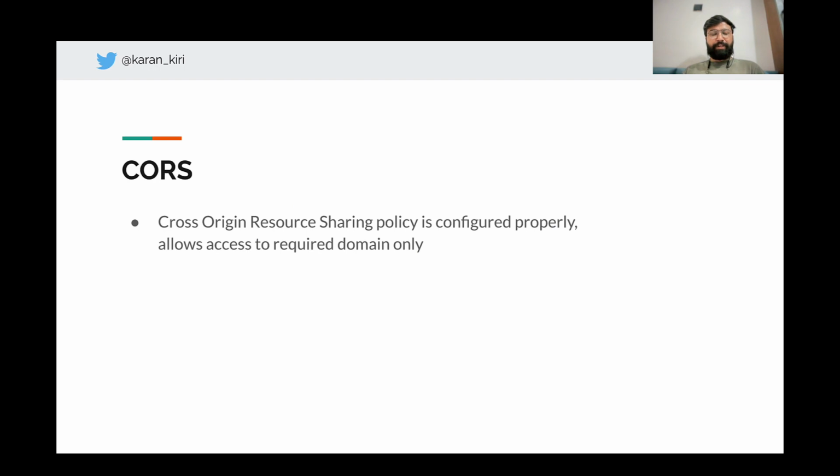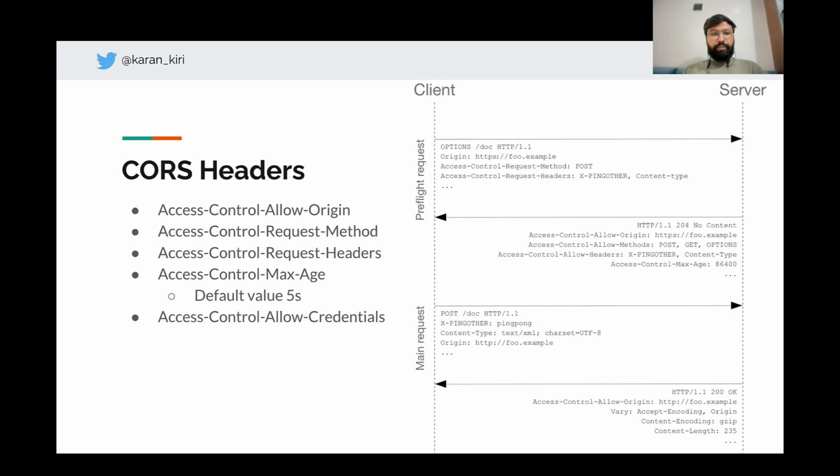Now let's talk about the dreaded CORS error. CORS is basically cross-origin resource sharing. You must have come across dozens of these errors in your career. So let's see the timeline of a CORS error. Let's say you are on a foo.example domain and you want to get a resource from, let's say, cdn.jquery.com. What the browser does is it sends an OPTIONS request called a pre-flight request.